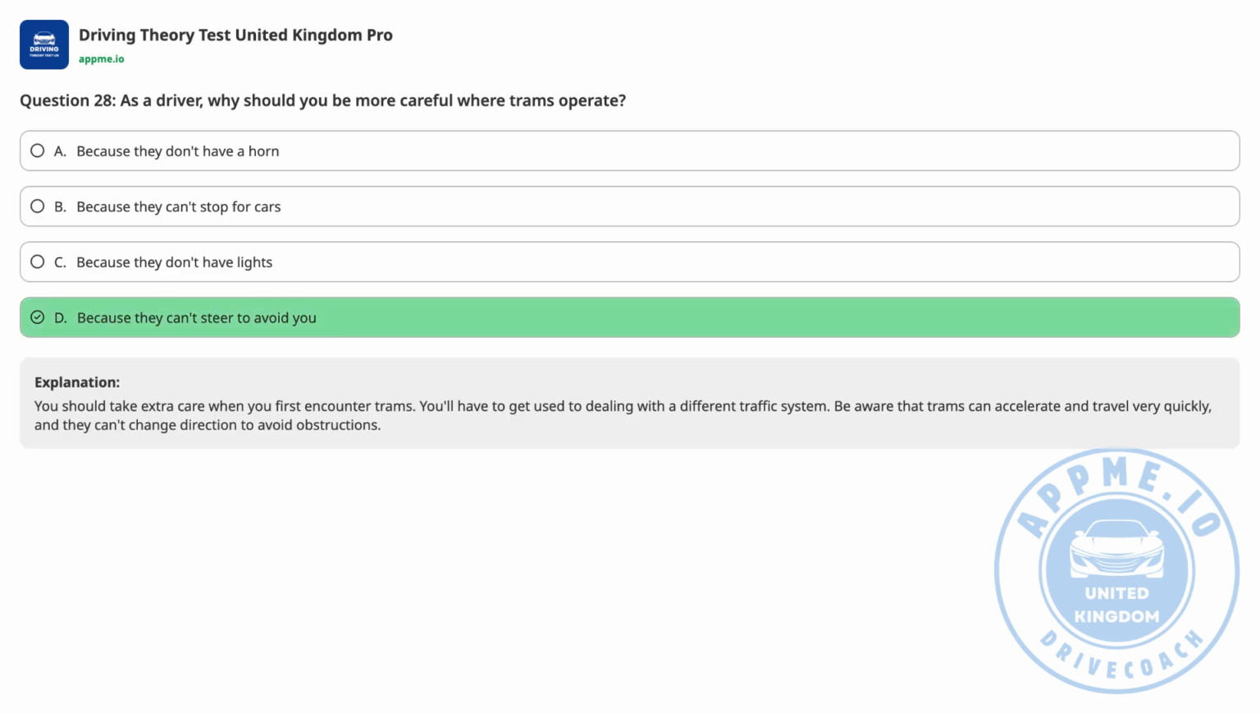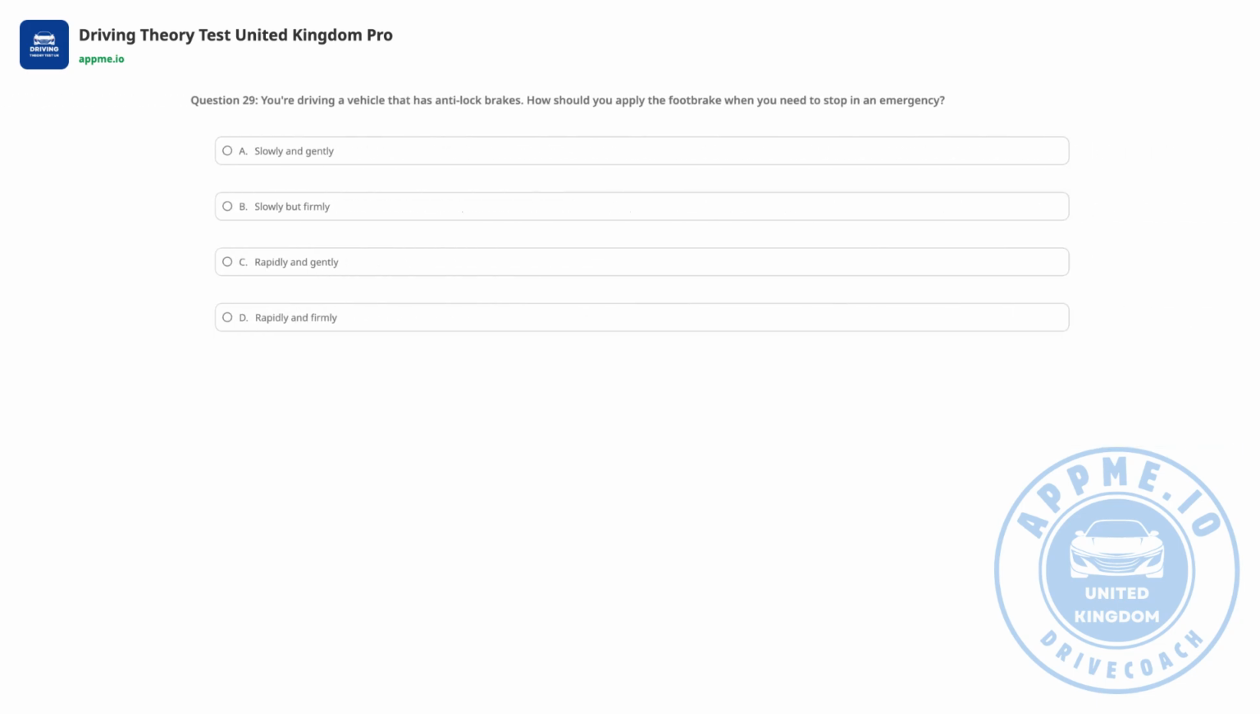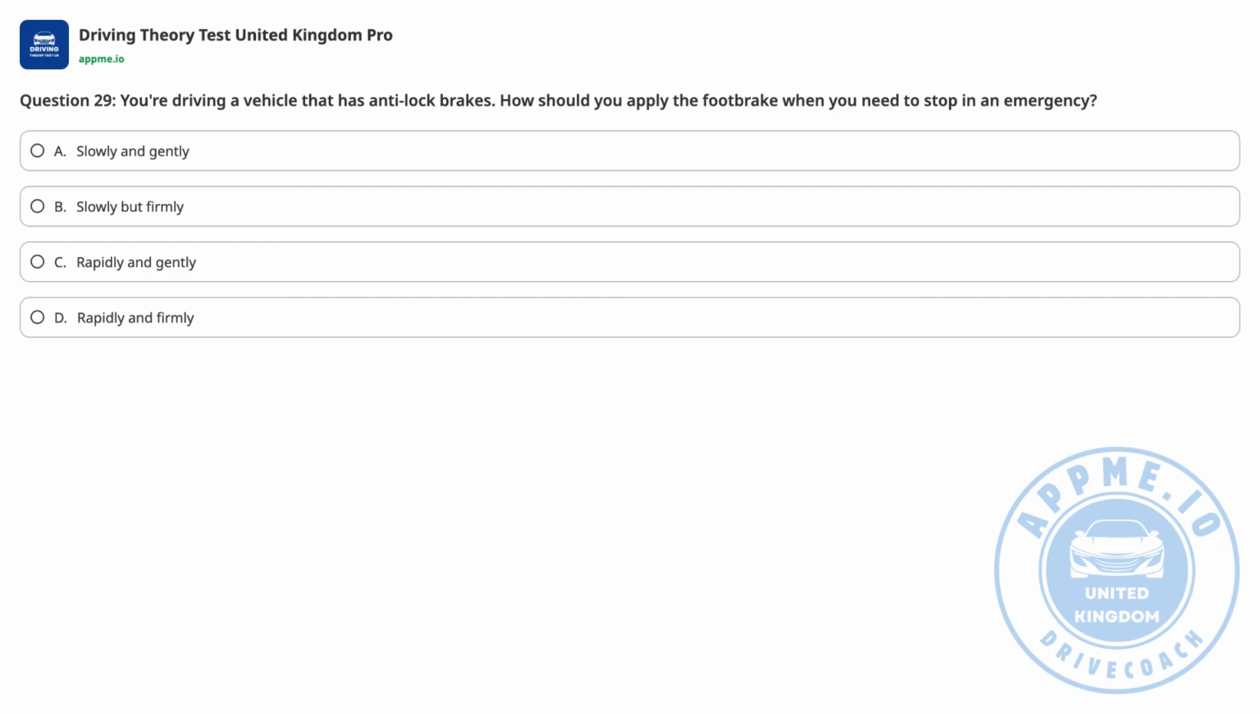The correct answer is D. Question 29. You're driving a vehicle that has anti-lock brakes. How should you apply the foot brake when you need to stop in an emergency? A. Slowly and gently. B. Slowly but firmly. C. Rapidly and gently. D. Rapidly and firmly.